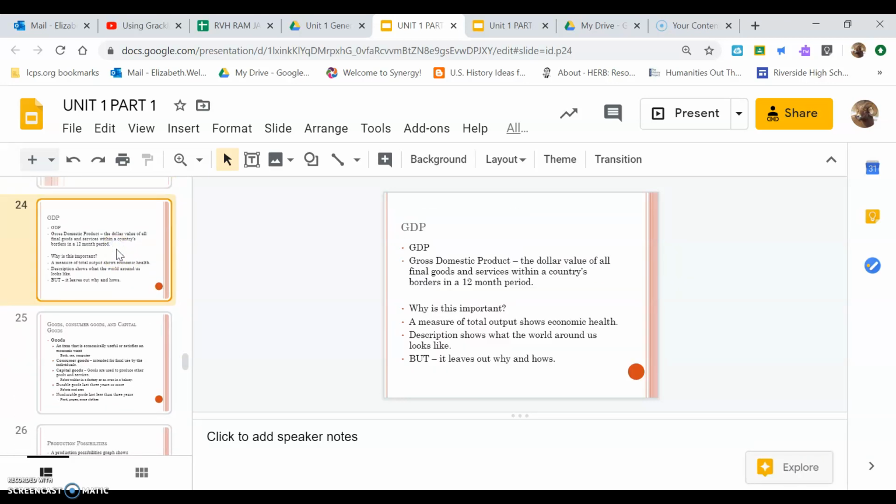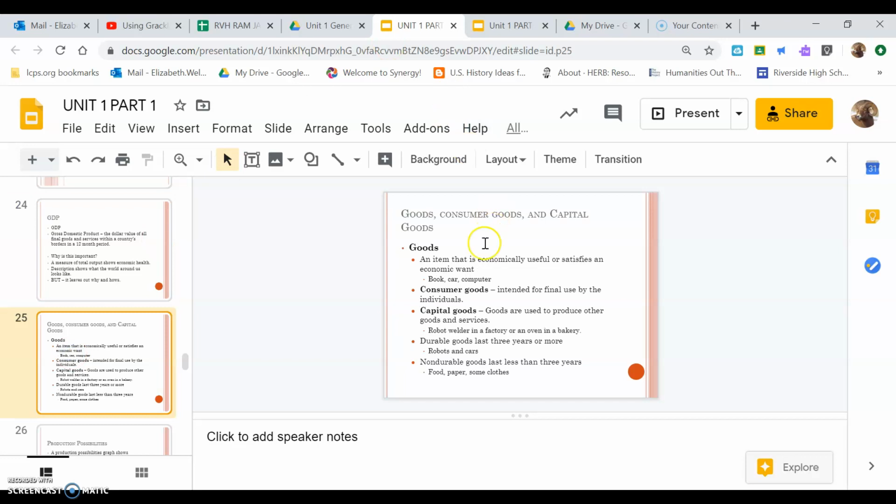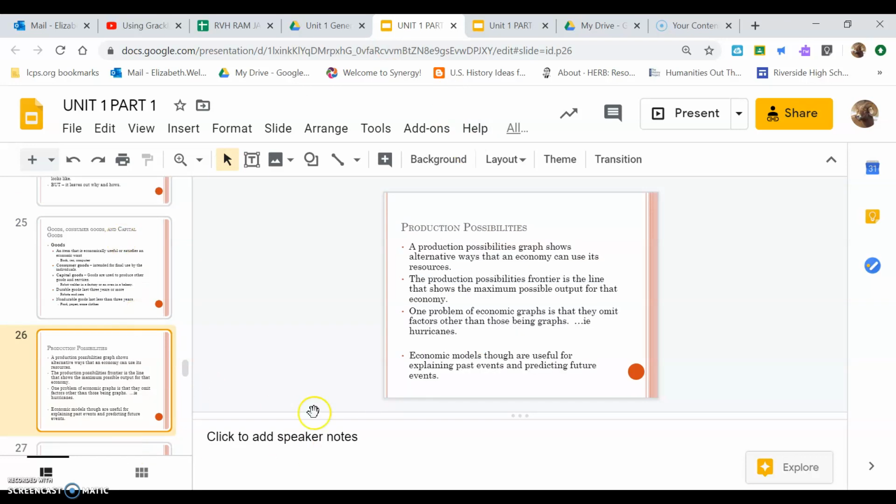GDP is our gross domestic product, the dollar value of final goods and services within a country's borders. Moving on. I think I skipped that for you guys.